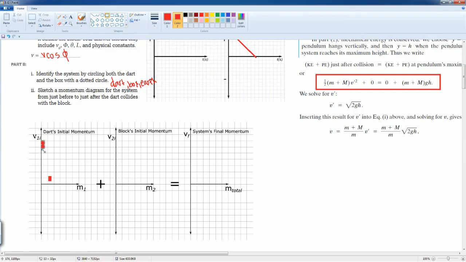Let's see, I can fill it in. So 1, 2, 3, 4, 5, 6, 7. So it's 7 units of the block's. The initial momentum here was 0. The reason it was 0 is because the object was at rest here. So the mass is like that. Now, when they are together, conservation of momentum says the momentum final is going to be equal to the momentum initial.